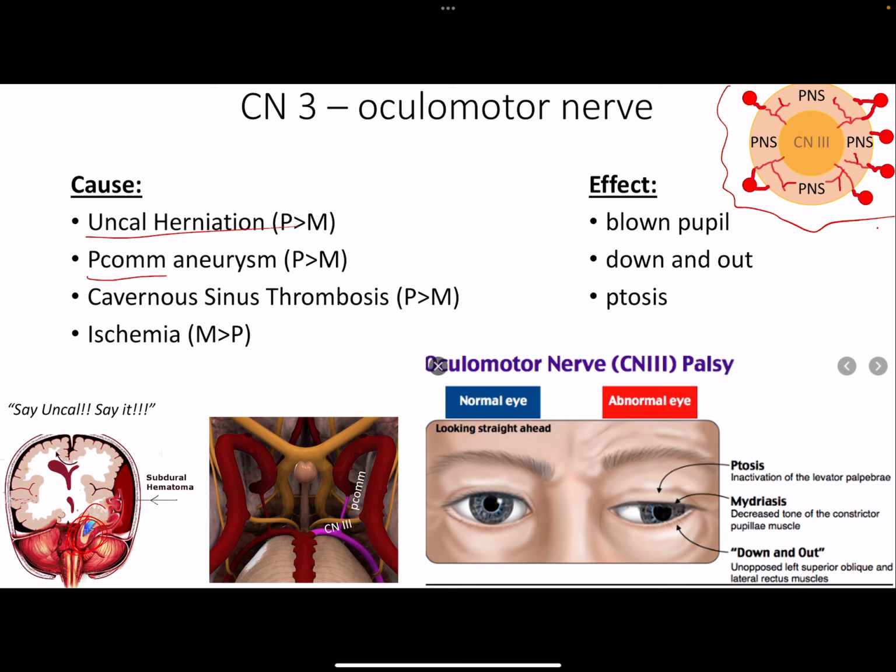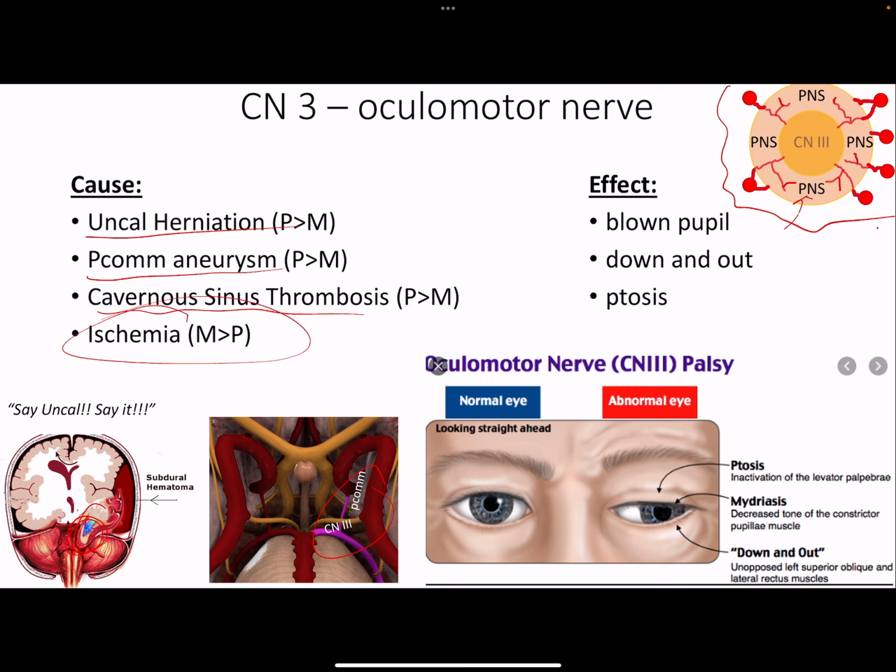So same goes for a PCOM aneurysm, which would damage this if I have a little berry saccular aneurysm that blows up. The cranial nerve 3 goes to the cavernous sinus. So if there's a thrombosis, that's also going to compress again on the outside first. But again, usually we'll get both of them. So it's usually going to be a bundle.